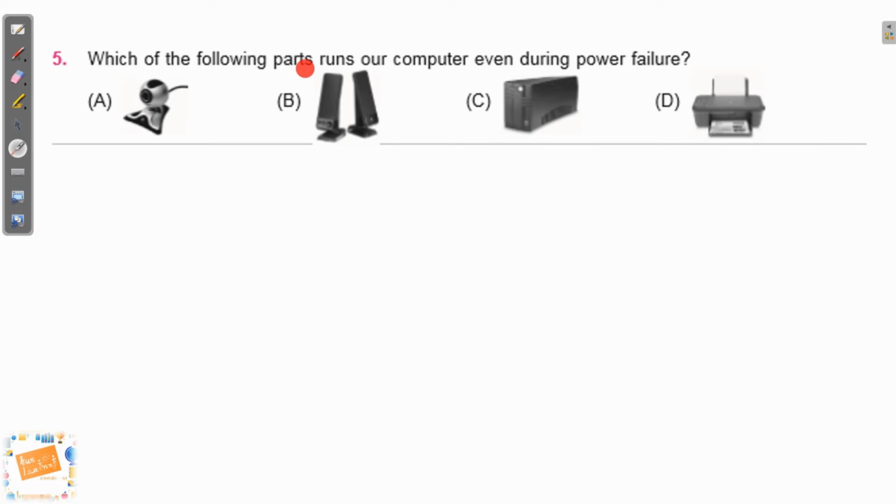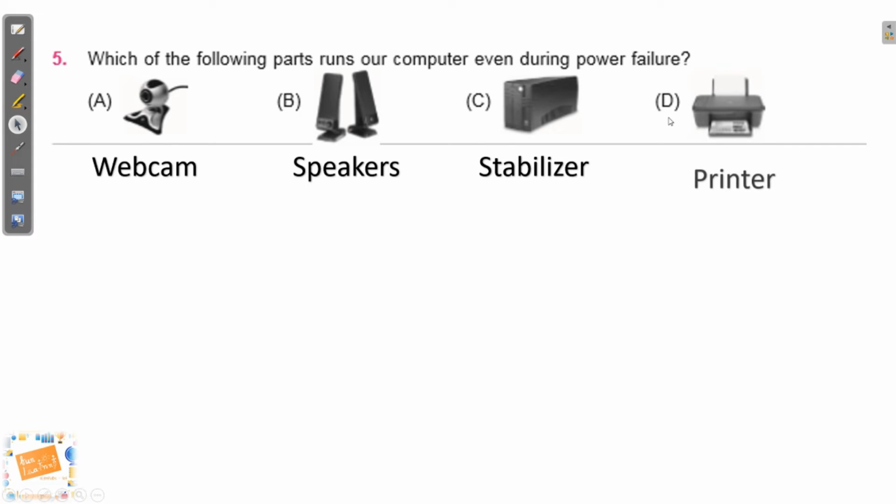Which of the following parts runs our computer even during power failure? Is it A, the webcam? Is it B, the speakers? Is it C, the stabilizer? Is it D, the printer? I've given the names for you to help approach and get this answer. Time starts now.